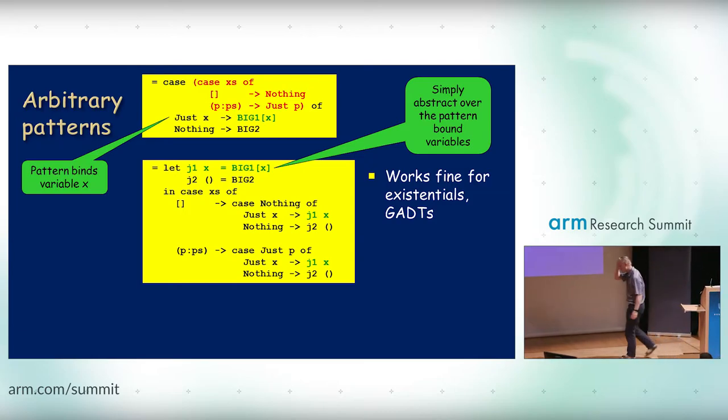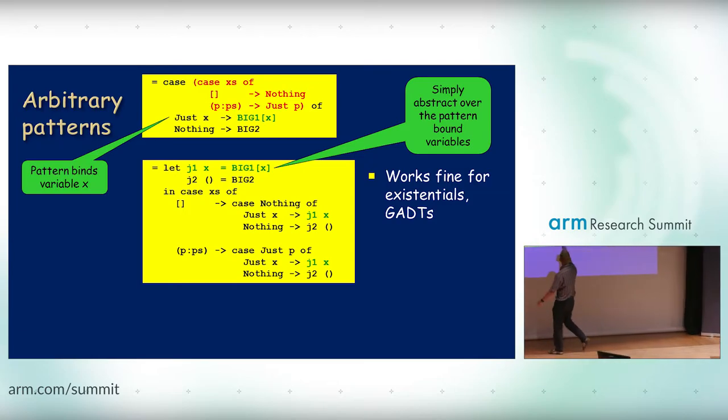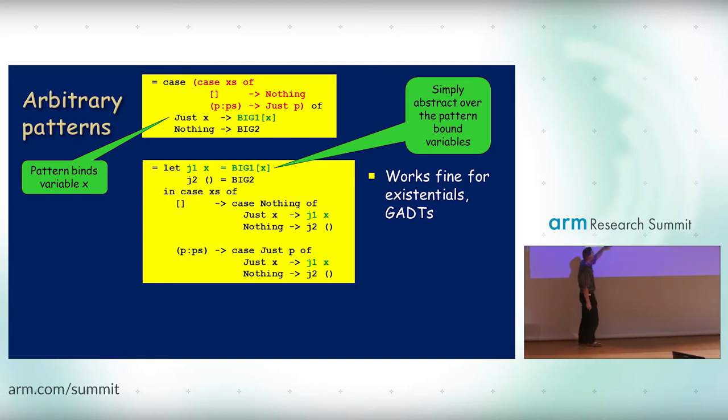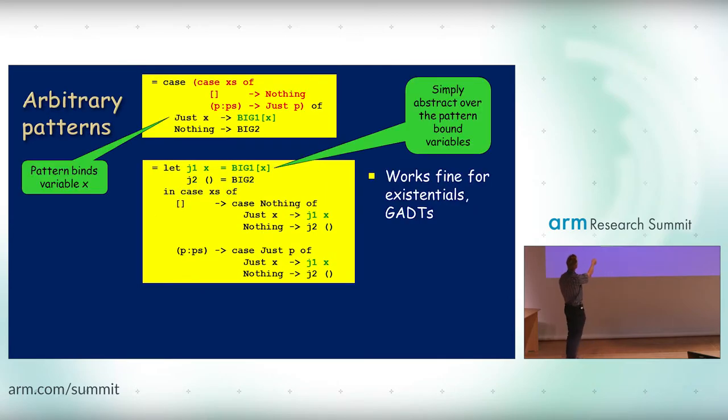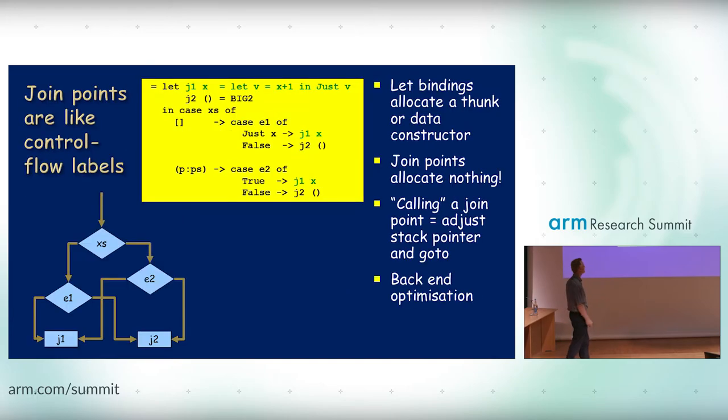Let me just make a quick diversion to remark that all of this works equally well if the patterns bind variables. So here, in this top case, this branch binds a variable, x. Remember you saw in the earlier things we had pattern matching on lists. We bind the head and the tail of the list. Here, this is another kind of pattern in which I'm binding a variable x. So this expression, big one, might mention x. How can I share that? Oh, well, it's easy. I just make x a parameter of big one, of J1, beg your pardon. That's pretty easy, right? So it scales nicely.